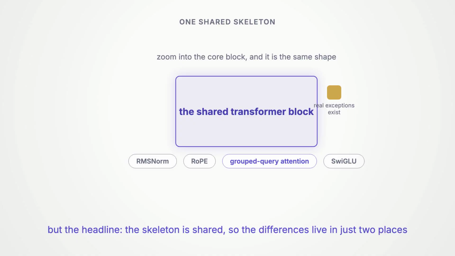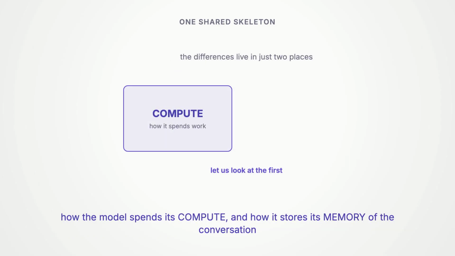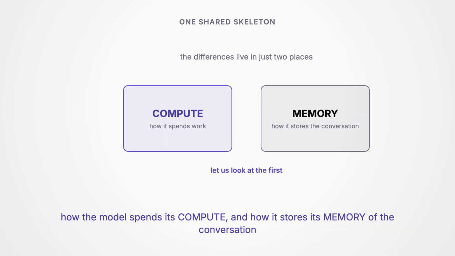Which is wonderful for us because it means the differences that actually decide whether you can run a model do not hide in 1,000 places. They live in just two. How the model spends its compute and how it stores its memory of the conversation. Everything that matters here comes down to those two organs. Let us look at the first.